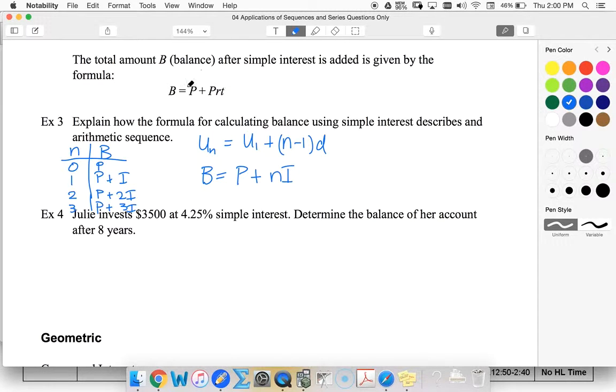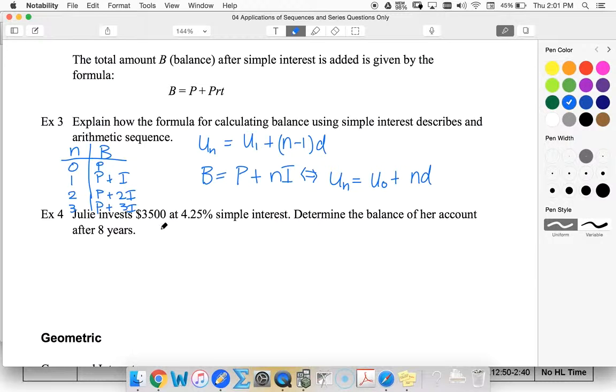So notice that's what I have here. This corresponds to u sub n equals u sub 0 plus nd. So that's how it compares to an arithmetic sequence. So let's look at applying that down here.